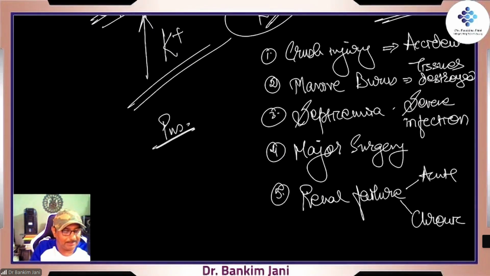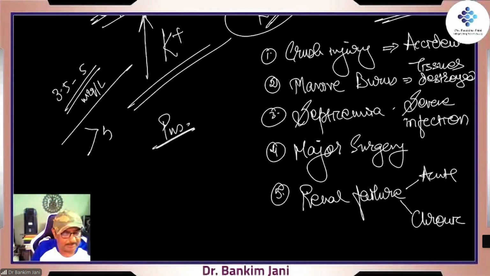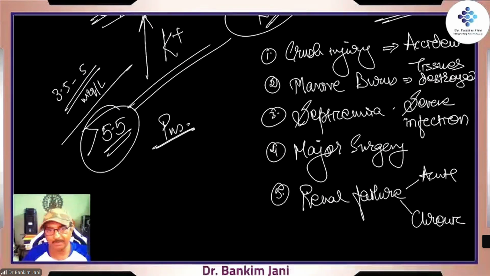So normal level is about 3.5 to 5 milliequivalent in the ECF. When this increases to more than 5.5, we are talking about hyperkalemia, more potassium in the serum, that is in the ECF.